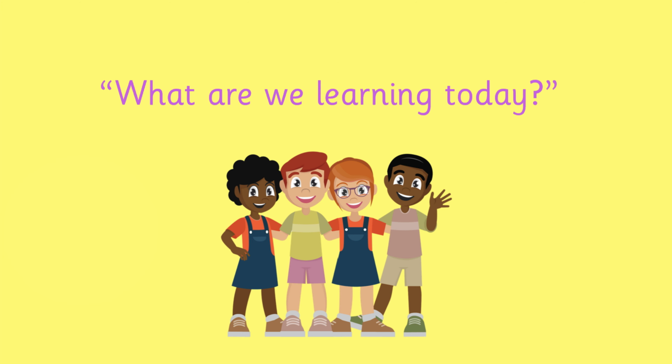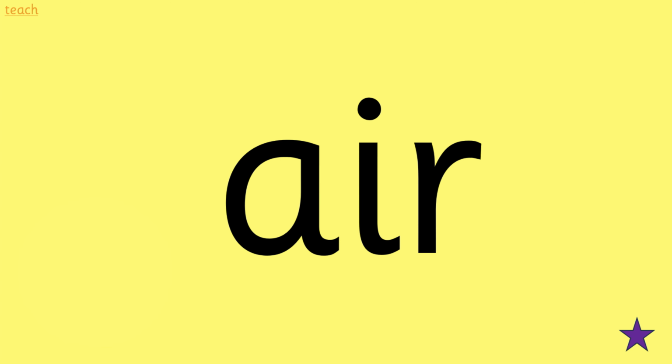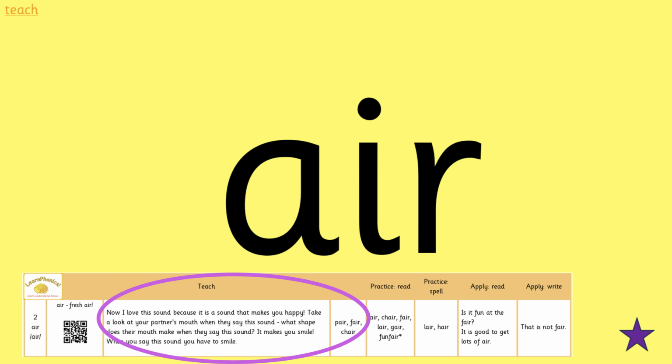Now we've got another phrase and we can all say together, "What are we learning today?" So now you've got your GPC, which is AIR saying air, and you can see that little purple star at the bottom. So you're going to refer to the teach section of the planning. And I've just snipped in the planning. That's not actually obviously there on the PowerPoint slides. It's just for the purpose of the video.